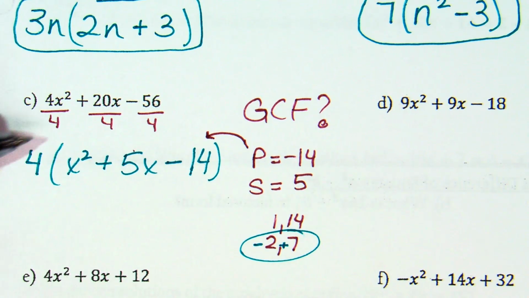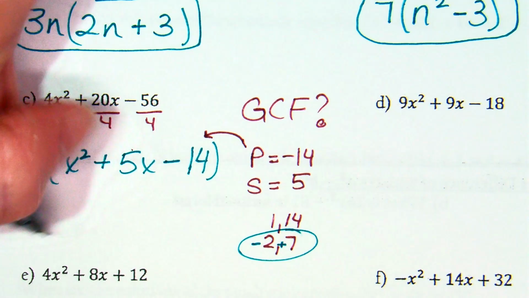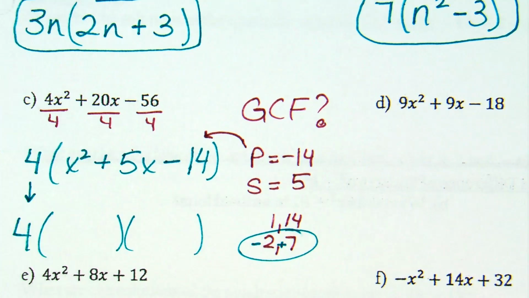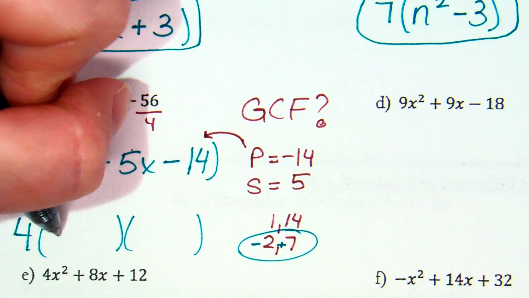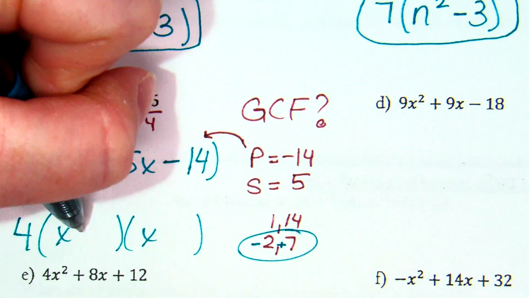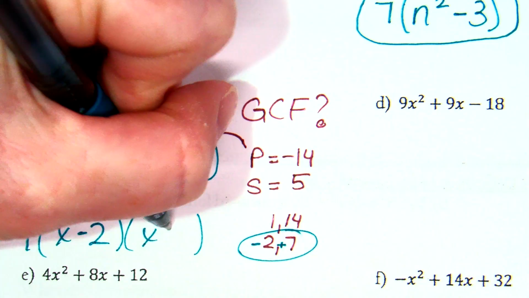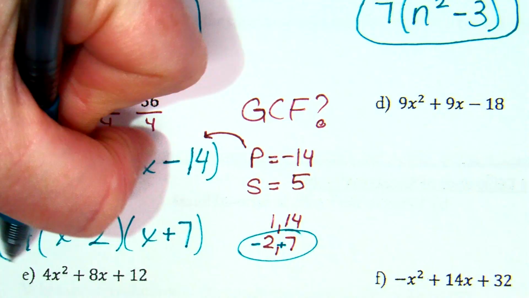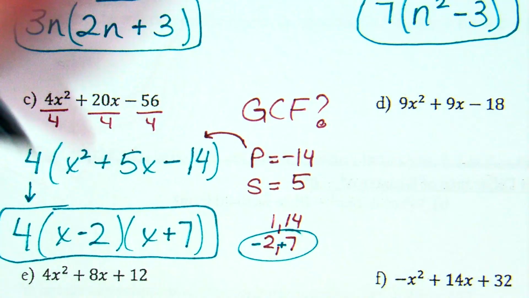Okay, so we have to write our final answer. What about this 4? I left it on the outside. Carry it down. I'm breaking this into 2 parentheses. X squared breaks into x and x. One of your parentheses is x minus 2. The other is x plus 7. I knew we weren't finished. I told you guys we were not finished.